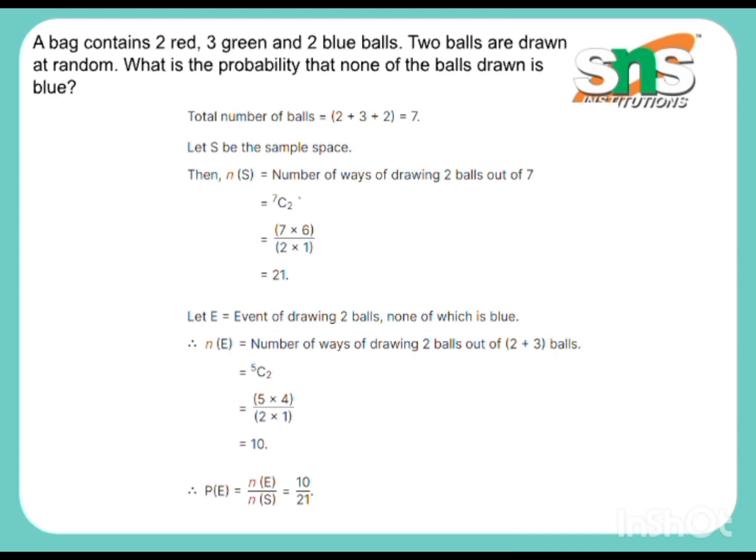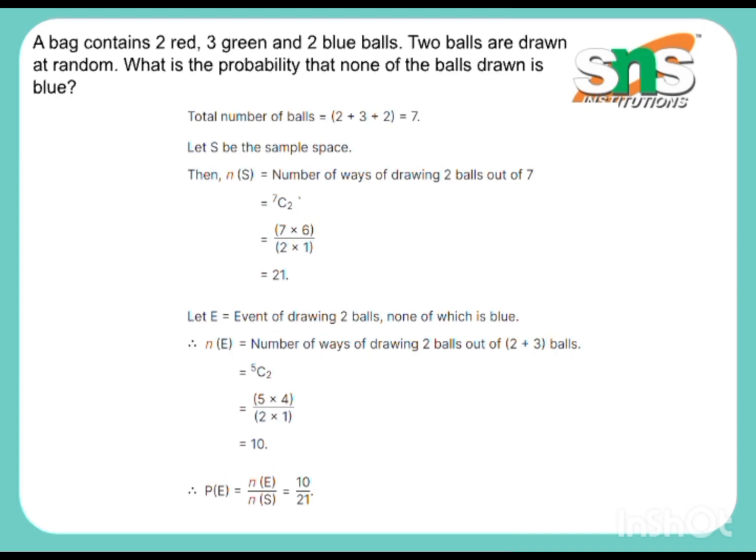So we go for the nCr formula, that is equal to n factorial by (n minus r) factorial into r factorial. We apply that formula for this 7C2. So when we solve 7C2, we will get the answer as 21.